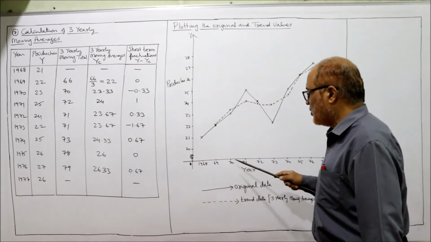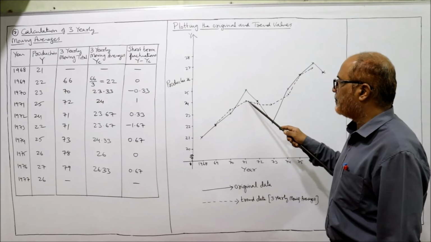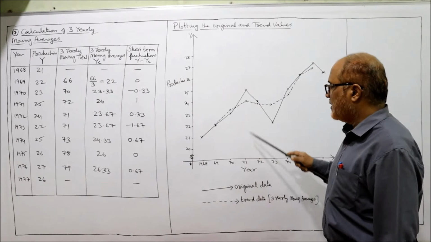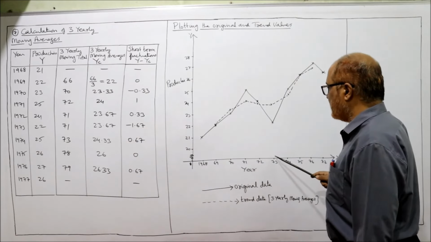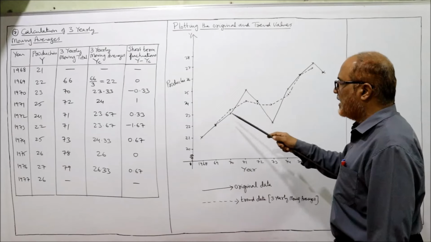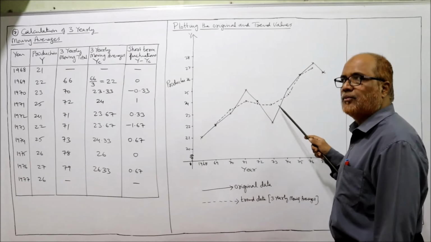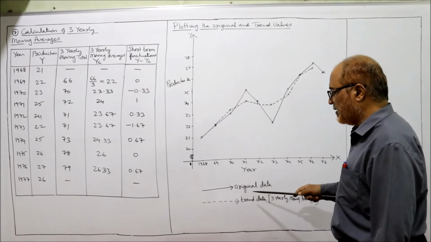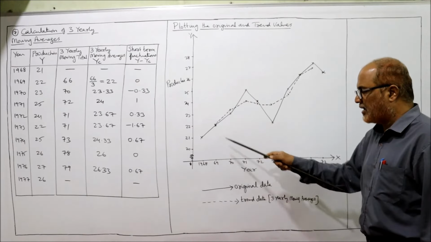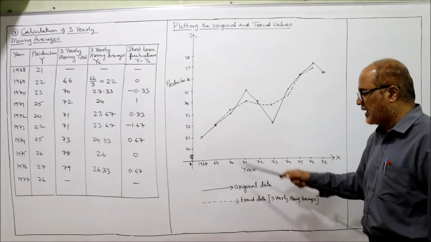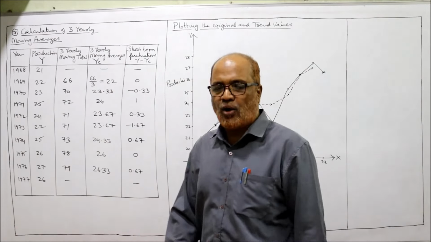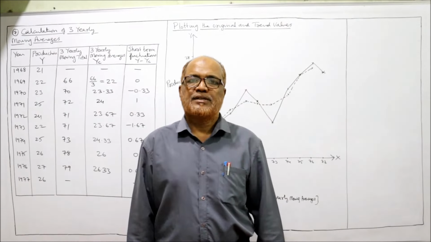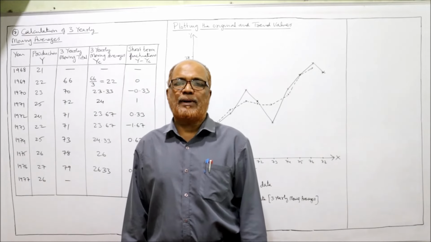1971 it is 24. So 1971, 24. I am putting the mark. Then 1972, 23.67. Like this I have taken the dotted line as the trend line. So the straight line is the original data and the dotted line is the trend data on the same graph. So this is the end of problem number 7. Problem number 7 we have completed.